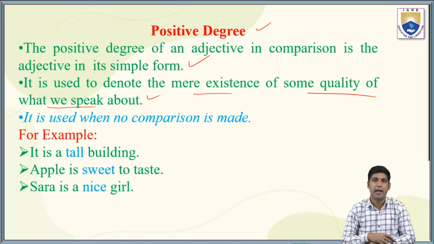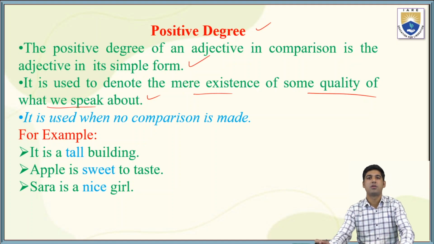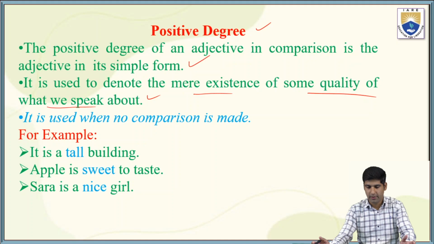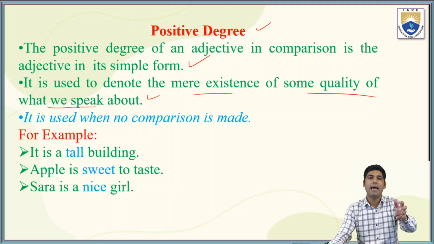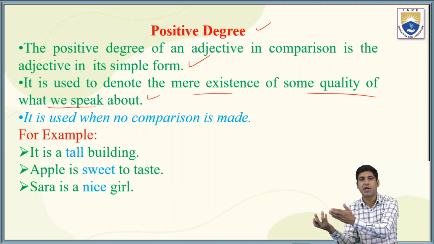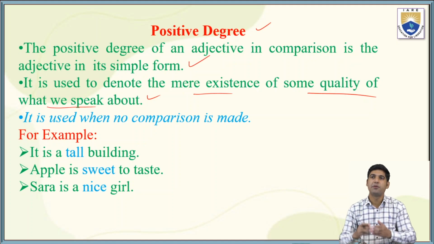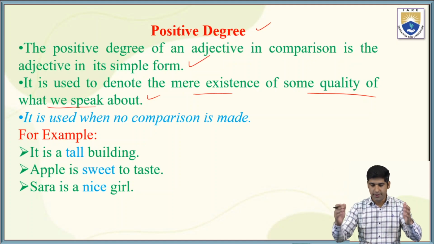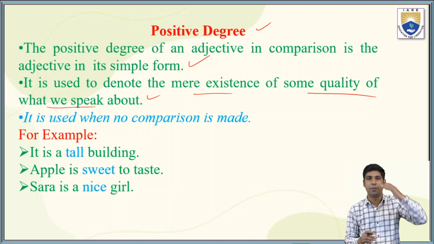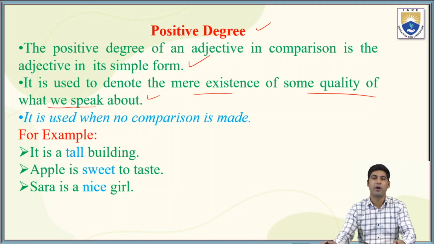For example, if I tell you, I have a small chair. This small here talks about the mere existence of that chair. It's not comparing the chair with some other chairs. It's not comparing this object with other objects. It's not telling you about the superiority of the chair.